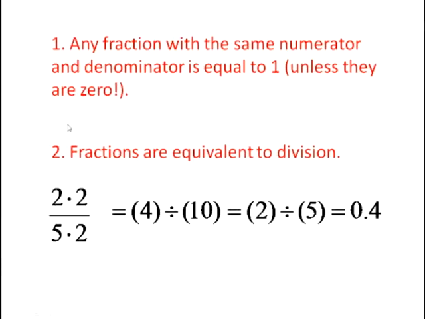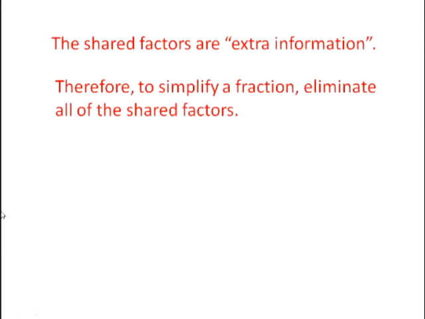And the reason is because of this first rule up here, that any fraction with the same numerator and denominator is equal to 1. So this 2 over 2 right here is basically a 1. I'm basically saying 2/5 times 1, which is the same as 4/10, but it's a lot nicer to write it as 2/5. Basically, the shared factors are extra information. They're unnecessary. So I want to get rid of any shared factors.